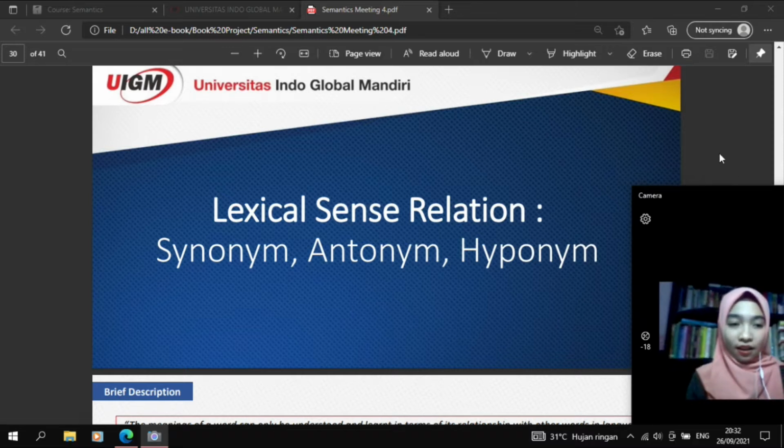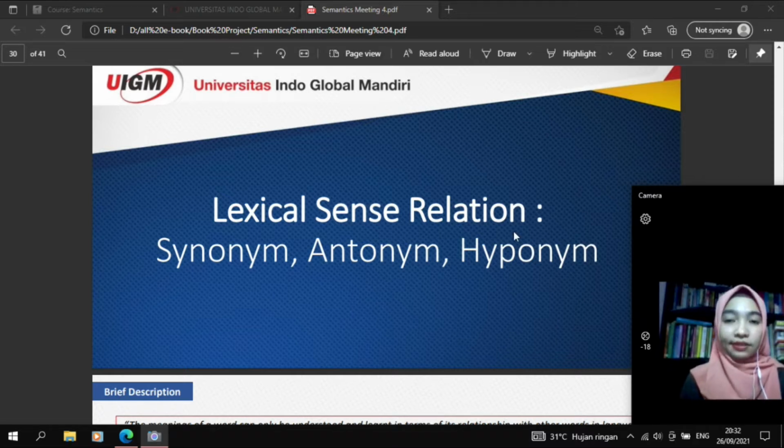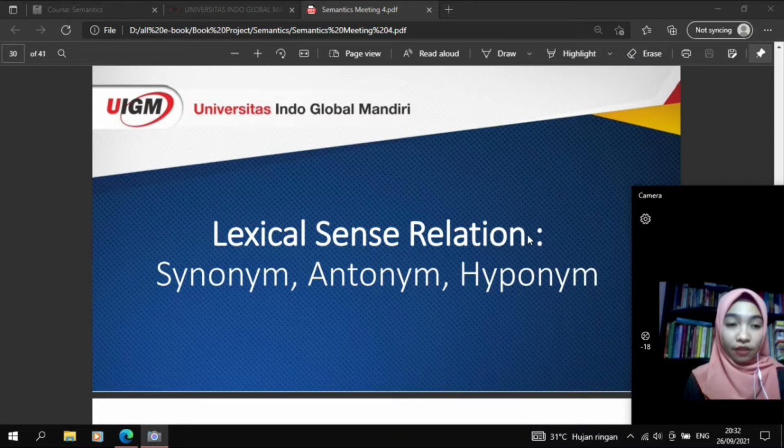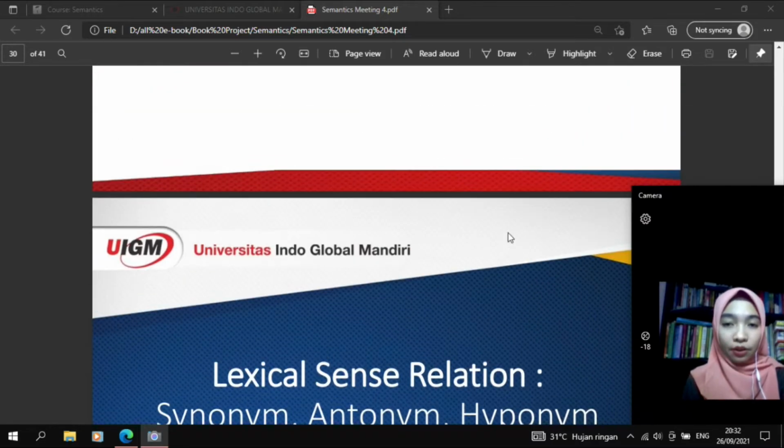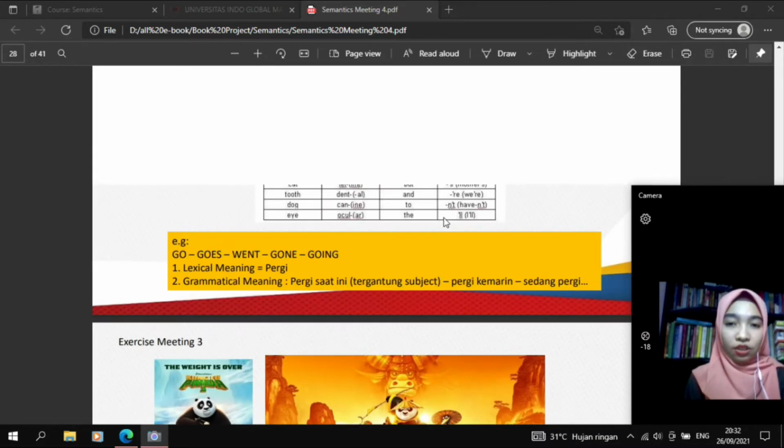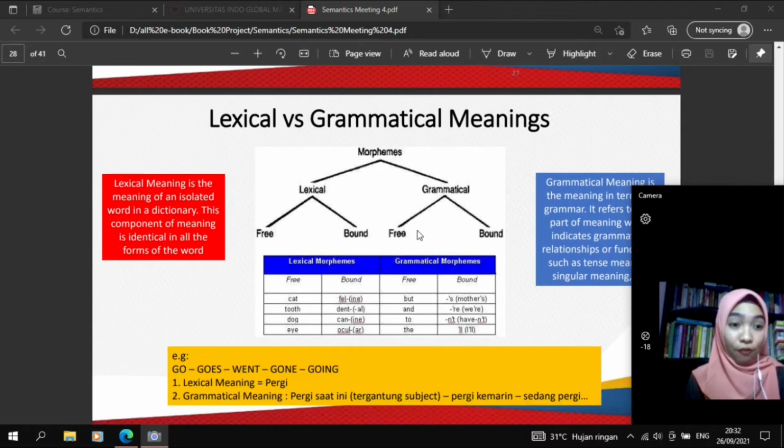Okay. So everyone, if you still remember what we have learned last meeting, we have learned about meaning, kinds of meaning, and one of the kinds of meaning is lexical versus grammatical meanings. And I hope that you still remember our material about lexical. So what is lexical? I just want to remind you again.